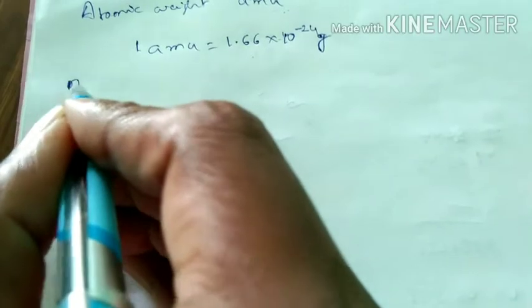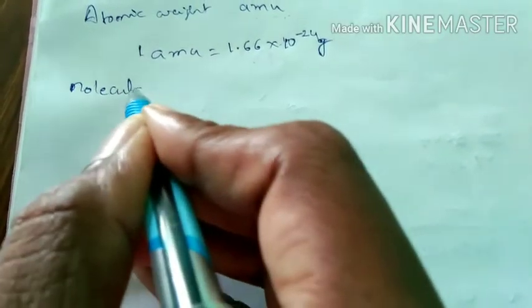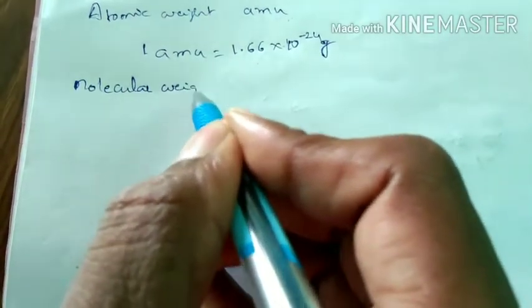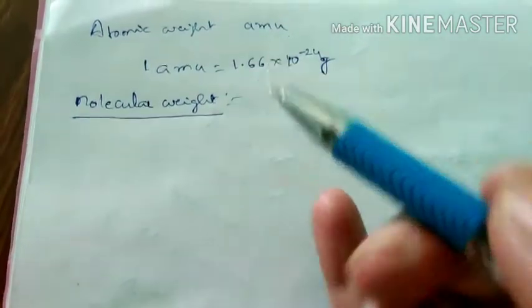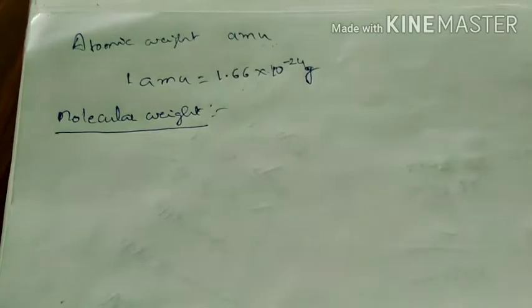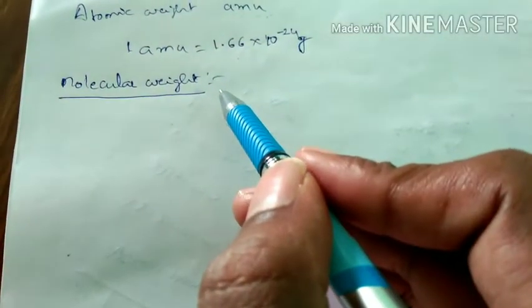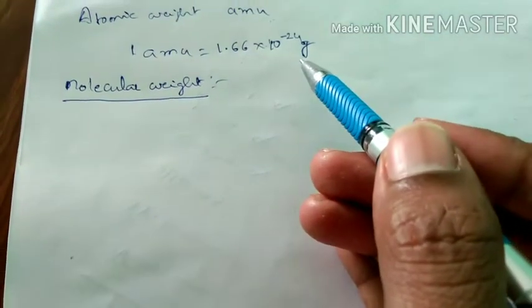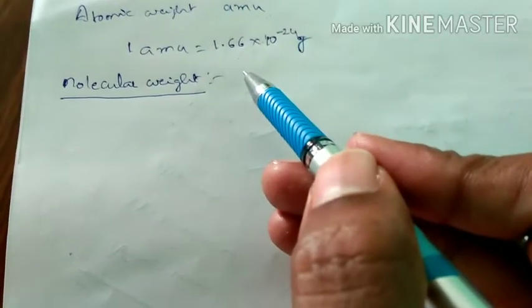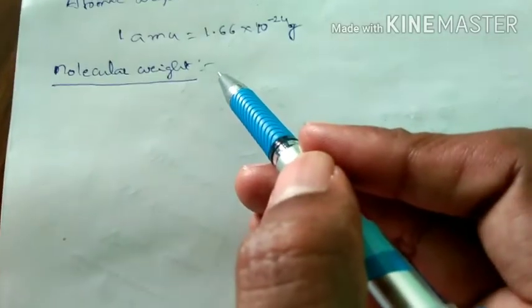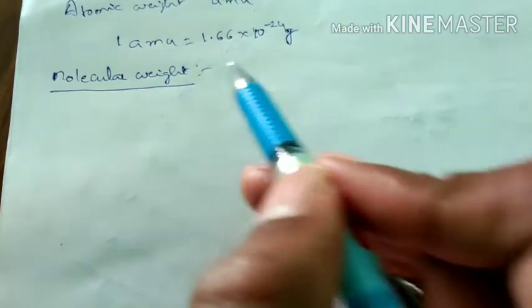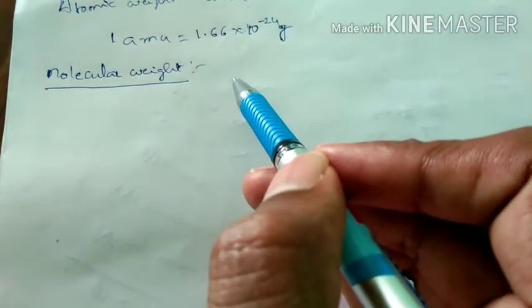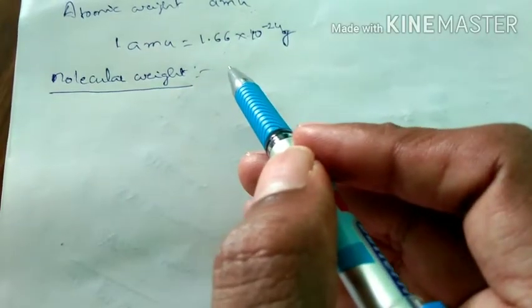Now the important thing is molecular weight. A molecule contains what? Atoms. That means the sum of atomic weights is called molecular weight. What I am repeating, molecule contains atoms, so its weight is considered as molecular weight.